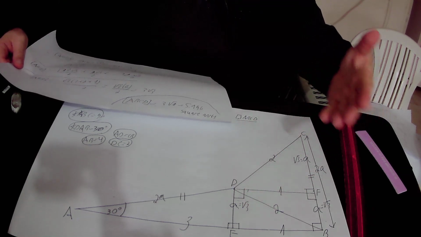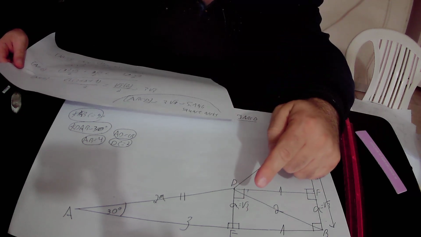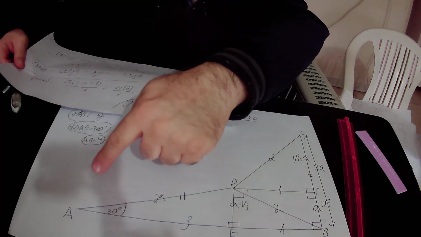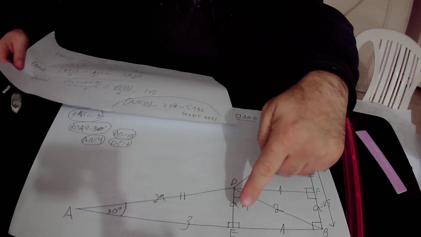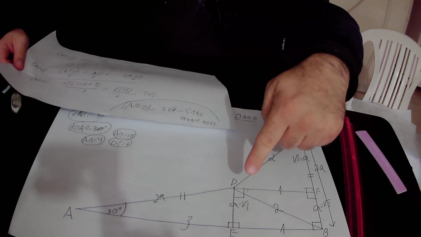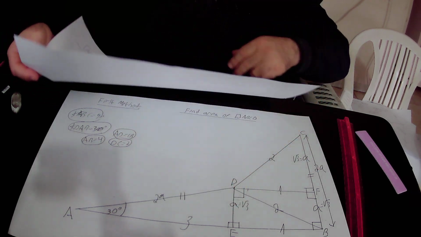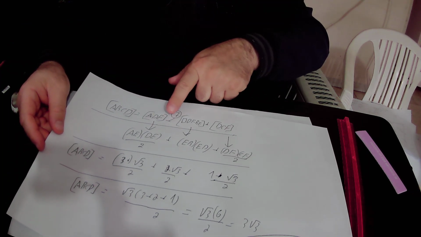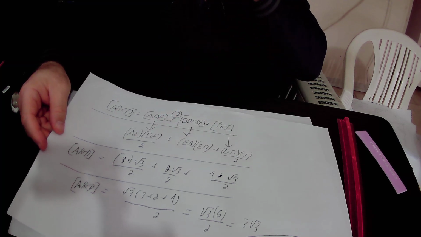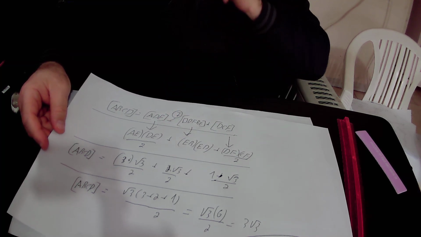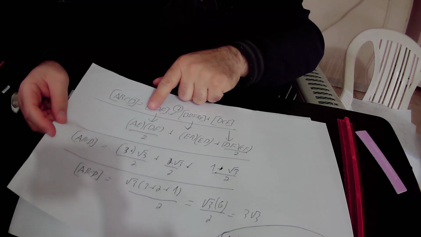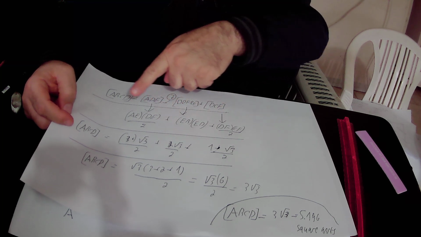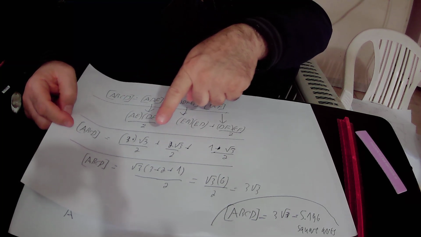So the area of triangle ADE, the right triangle, triangle ADE, will be equal to the base of triangle ADE, that is AE, times the height, that is DE, over 2. So we know that AE equals 3 units and DE equals square root of 3. So the area of triangle ADE will be equal to 3 times square root of 3 over 2.